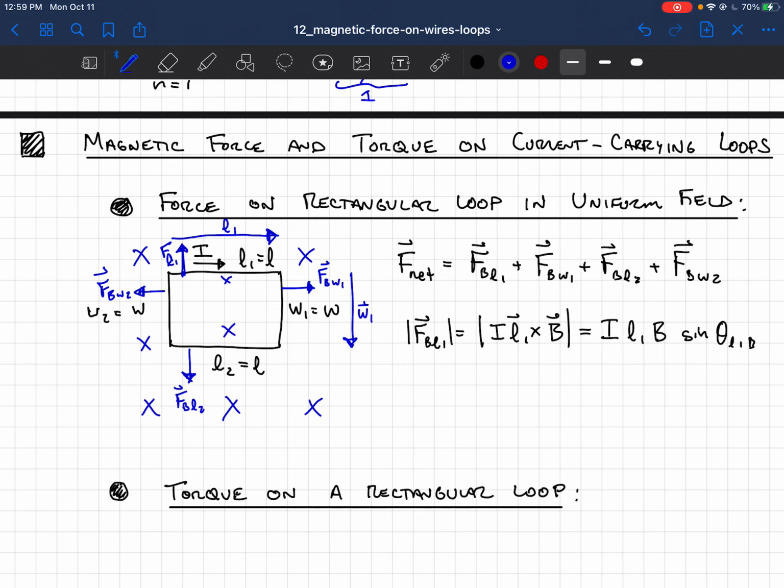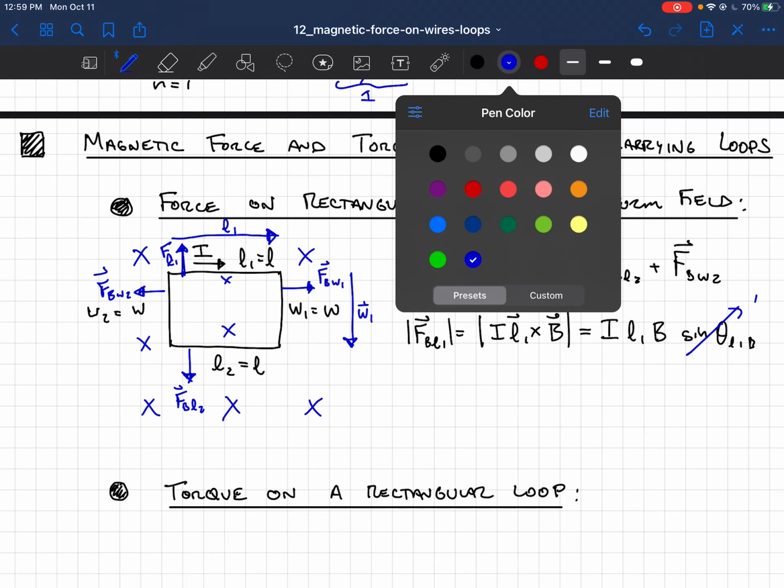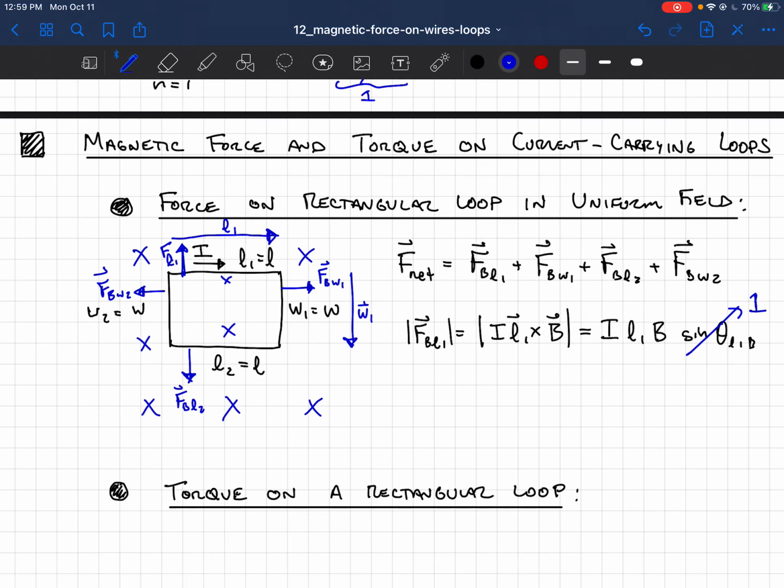So what is that? Well, L1 points in the plane of the page, B points into the page, so they're at a 90-degree angle to each other. So you get 1 from that because the angle is 90. So F_B L1 is just equal to I L1 B, but of course that just means I L B, the length of the rectangle, so that's also equal to the magnitude of F_B L2.